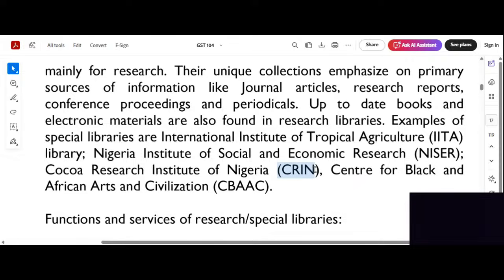Now, with this Cocoa Research Institute of Nigeria, even if I don't know what I'm likely going to meet there, the fact that I saw cocoa in the name of the library, I should know what I'm likely going to meet there. So yes, the primary sources, we have journals, we have research reports, and so on and so forth. We have periodicals and conference proceedings.